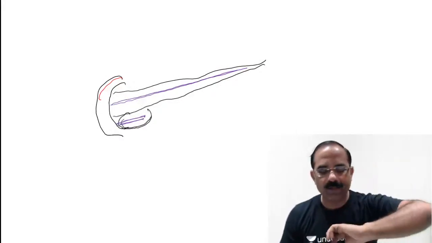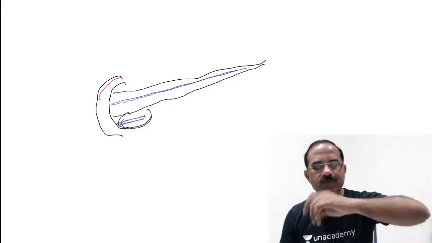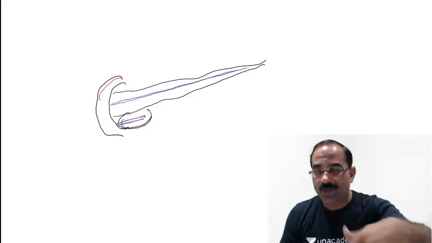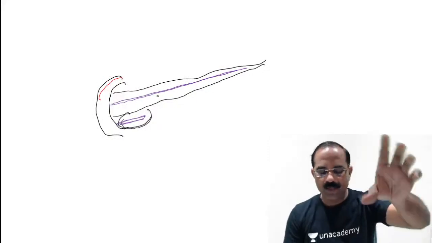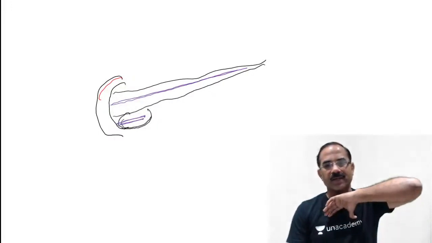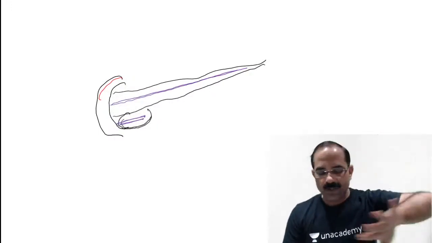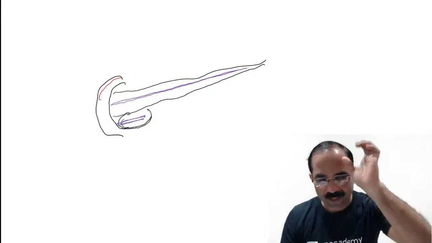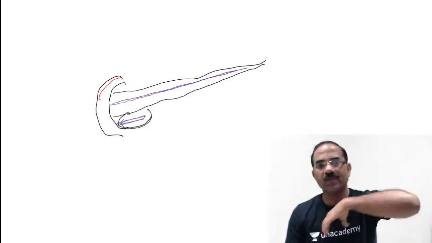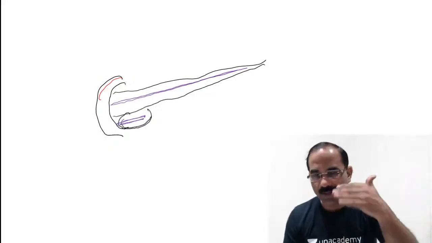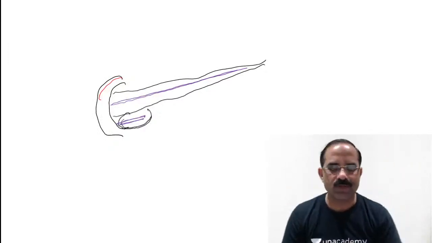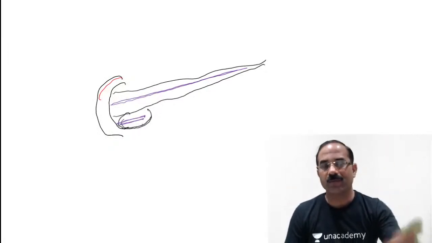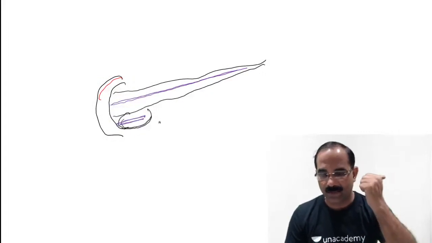दो buds होता है ना pancreas के. One is the dorsal pancreatic bud, one is the ventral pancreatic bud. What does the dorsal pancreatic bud form? It forms the upper part of the head, the neck, the body, and the tail of the pancreas. What does the ventral pancreatic bud form? It forms the lower part of the head and the uncinate process.